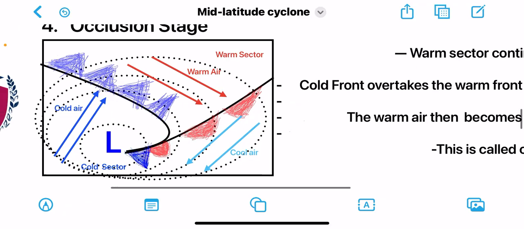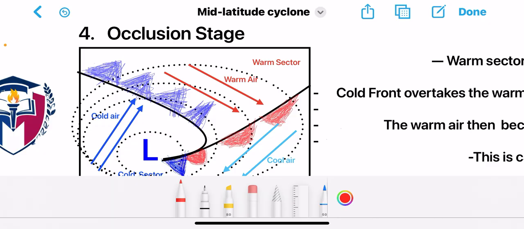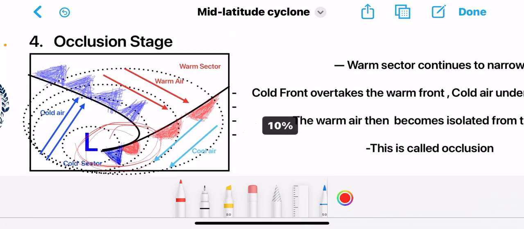Now the occlusion stage is the final stage of what? Of the mid-latitude cyclone. Now for you to see that this cyclone is at the occlusion stage, the first step is to look at the apex of the cyclone. At the apex of the cyclone, you will see mixed symbols of what? Cold front and warm front. As you can see, we have the sharp point or triangular symbol of the cold front, and the semicircle symbol of what? Of the warm front.